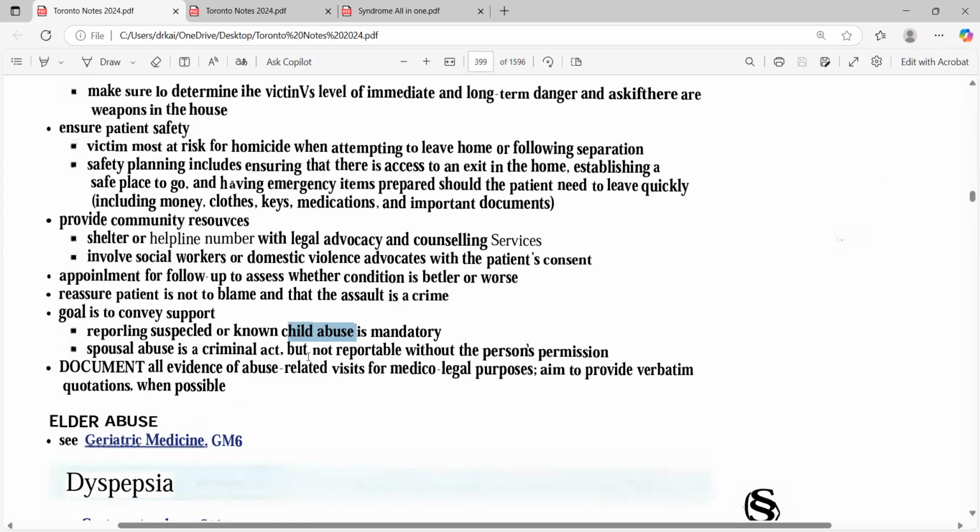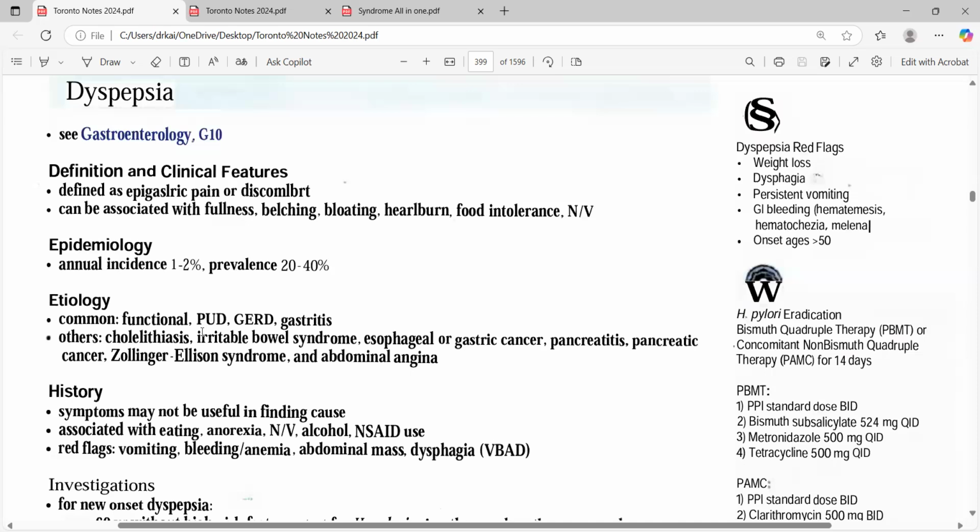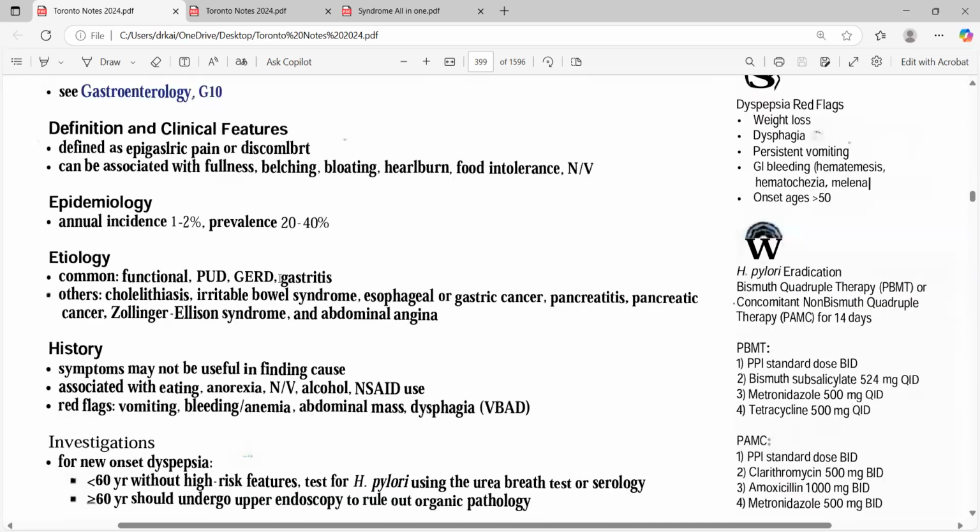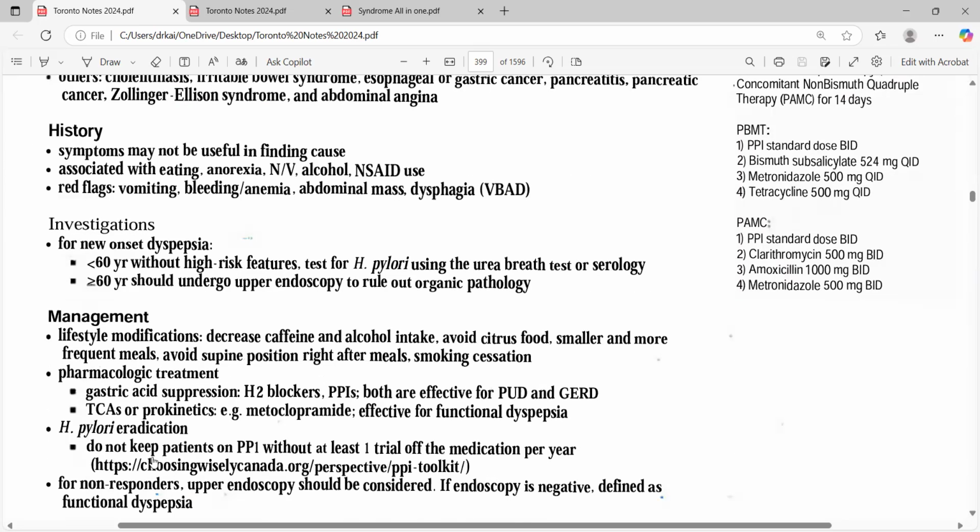So if they ever, anytime they wanted to report, they can do it. Then we are talking about dyspepsia. In this one, we just have to give PPIs, the lifestyle modification, and giving the H2 blockers and PPIs and TCAs. H. pylori eradication can be asked.